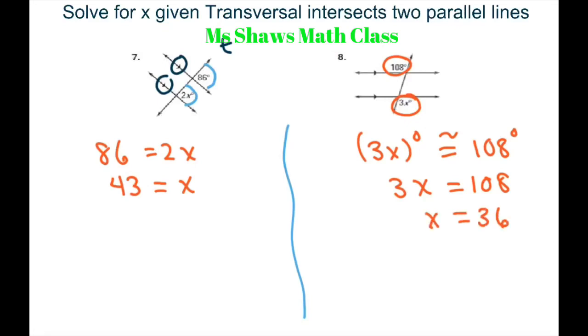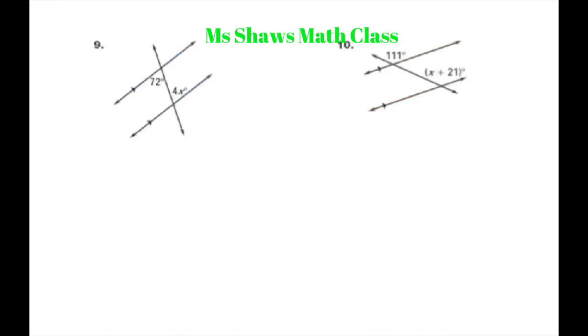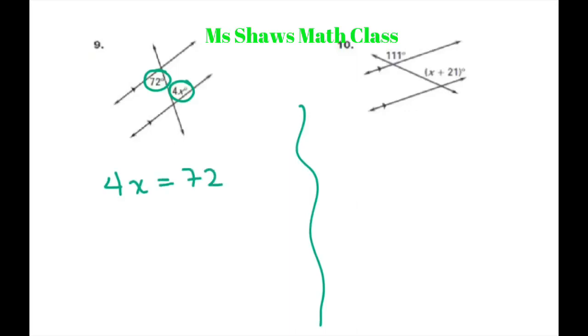We have several more examples. Here's another one. So I'll just draw a line here. These are alternate interior angles, so you set them equal to each other. So 4x equals 72 because 4x degrees is congruent to 72 degrees. When you divide both sides by 4, you get x equals 18.